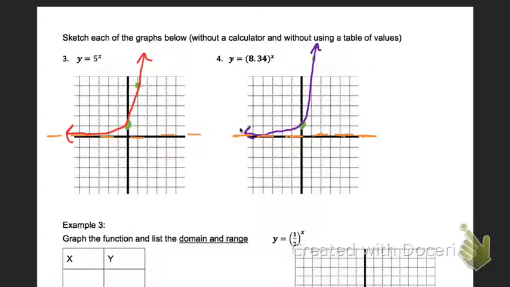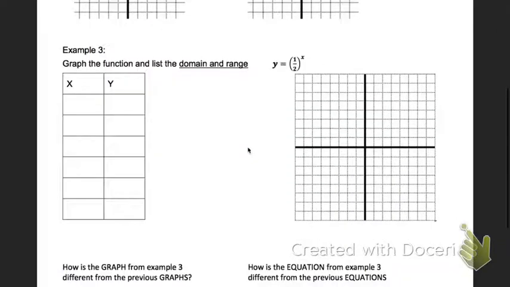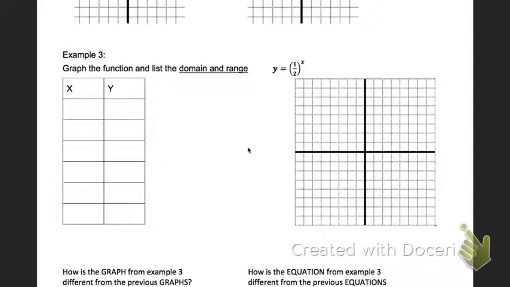And what do you notice about this number compared to what we've seen before? It's a fraction. So I'm going to give you the same x values as we've done before, and I want you to fill in the y values. So we've got -2, -1, 0, 1, 2, 3.